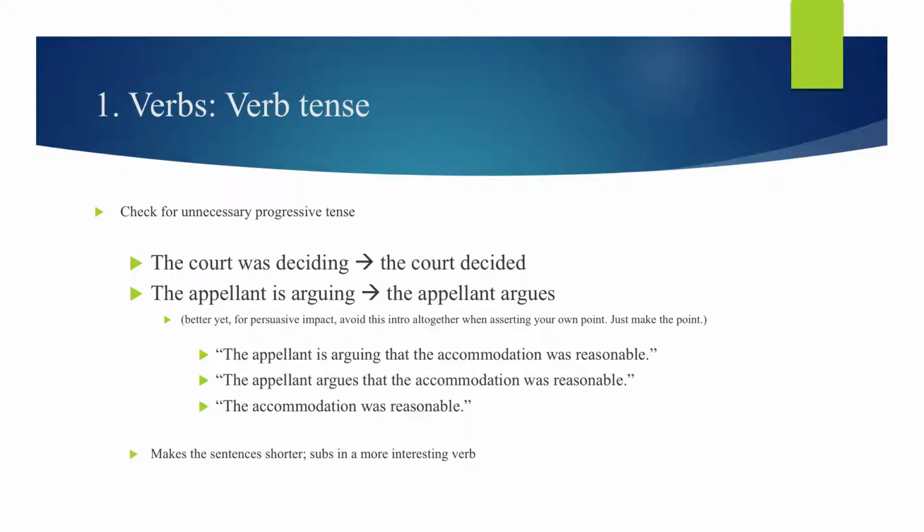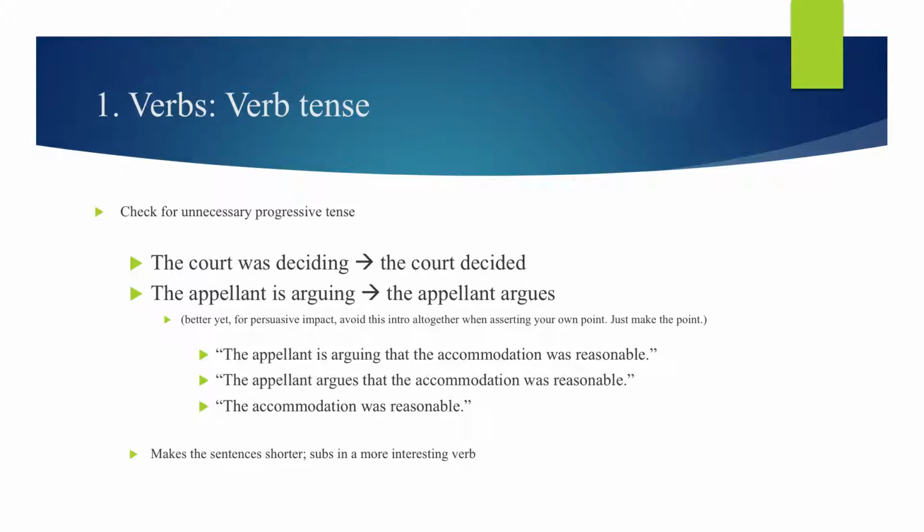Look for verb tense too. The unnecessary progressive tense, whether present or past, can just add extra words that don't need to be there. The progressive tense is supposed to describe action that is currently happening at this moment. In the past progressive tense, it describes action that was happening when another action interrupted it.